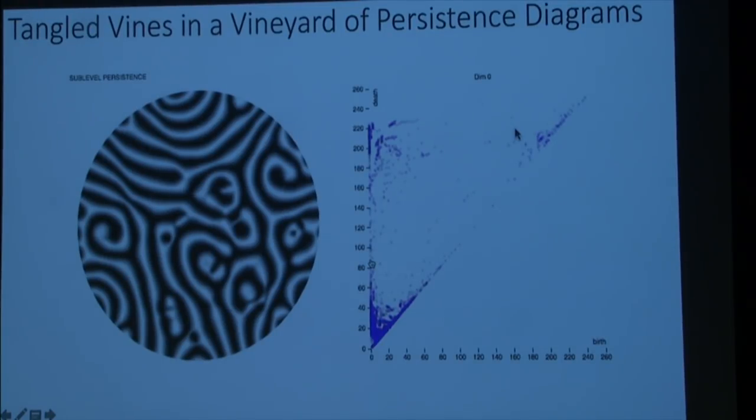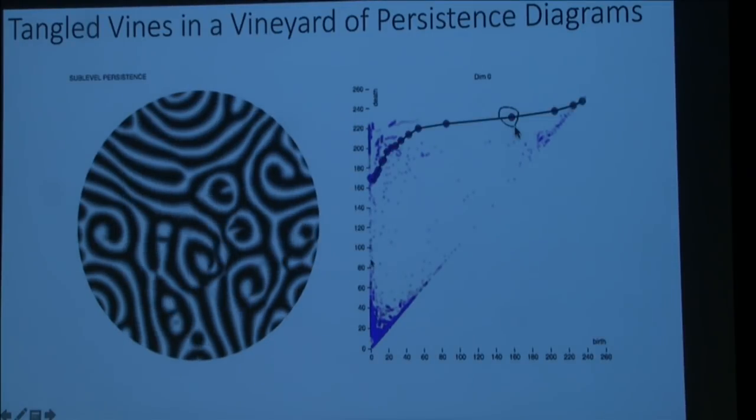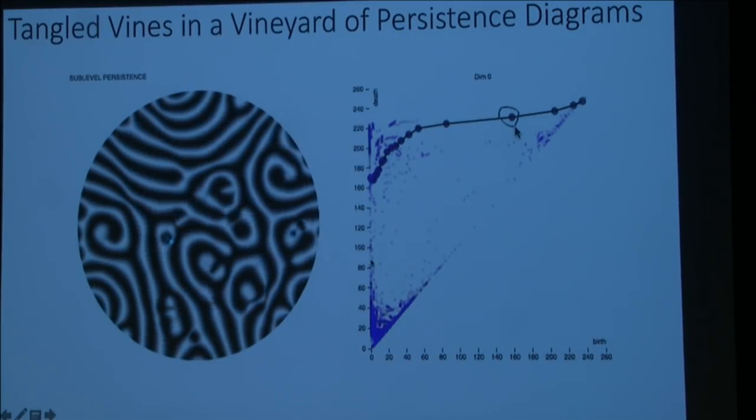That's what we want to focus on here. So one of them might be here, one of them might be here. When I play this video, over on the right we have 20 persistence diagrams superimposed on top of each other. And I will circle one of them, and this is what's called the vine in the vineyard of persistence diagrams. So this is the terminology that's in the literature.